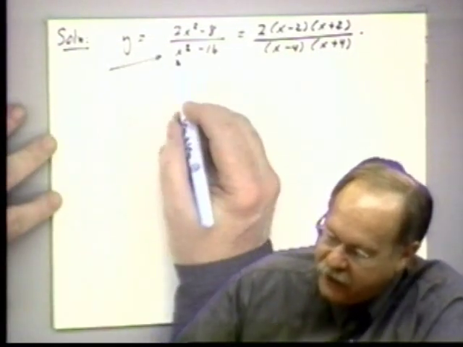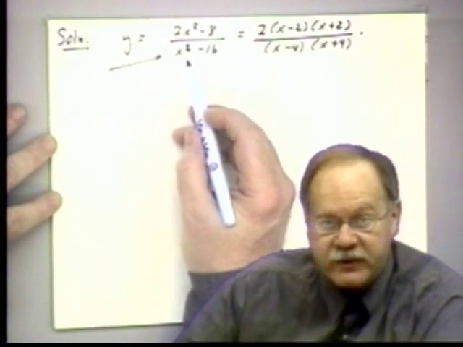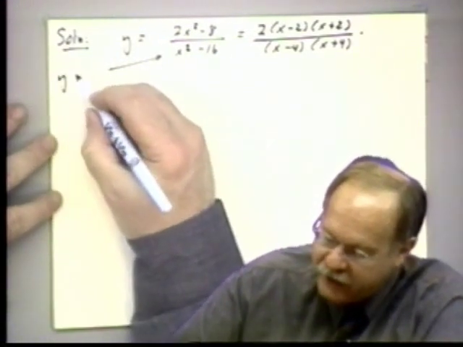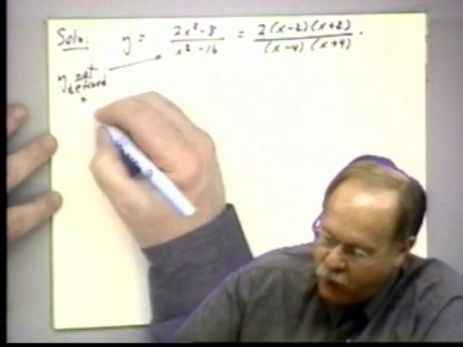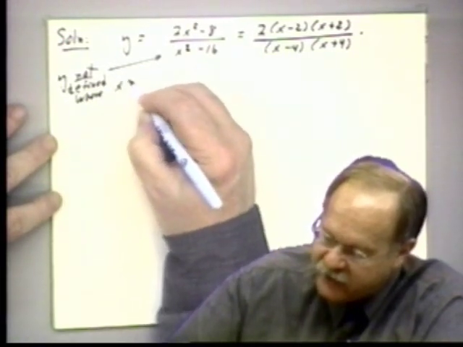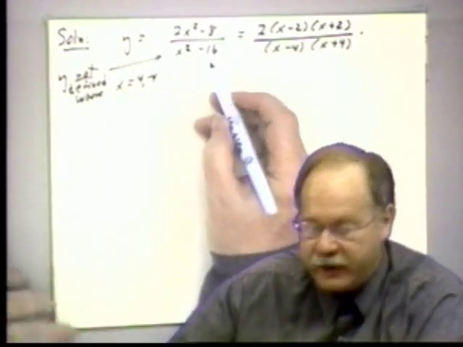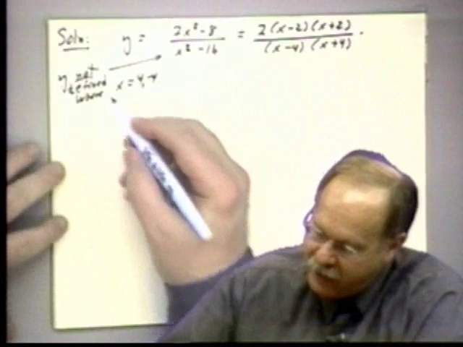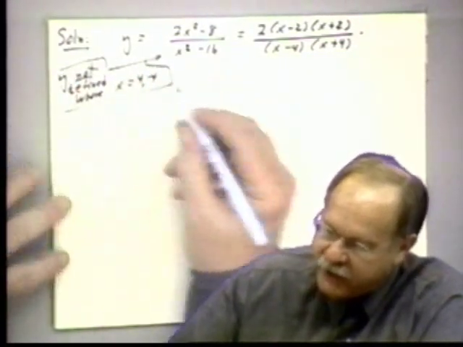Also, right away, note that y is not going to be defined wherever the bottom goes to 0. So y is not defined, and this will come up again in just a moment, where x is equal to 4 or minus 4, which is what makes the denominator here 0. Let's continue on down our list of what we need to look for.